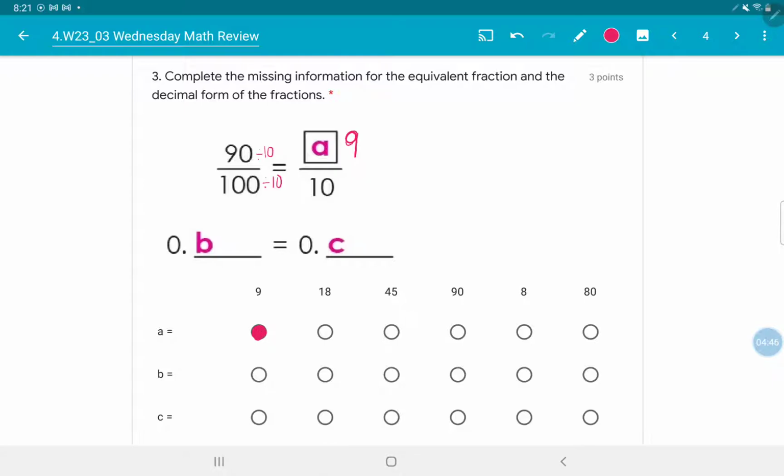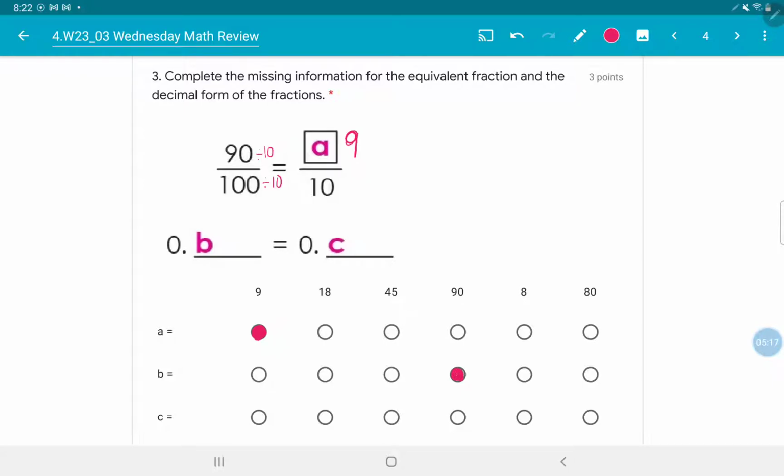All right, so for B, we need to find the decimal form of 90 100ths. What's the decimal form of 90 100ths going to be, Jacob? 0.90. Very good. We have 0 wholes, the decimal point, and then we would have 90 hundredths. So we would have a 9 and then a 0 in the hundredths place. Very good.